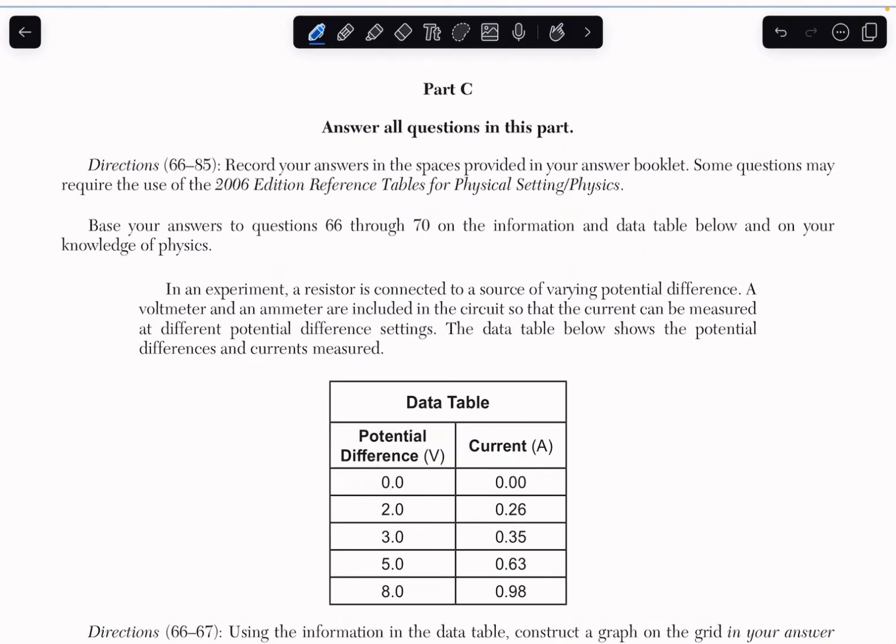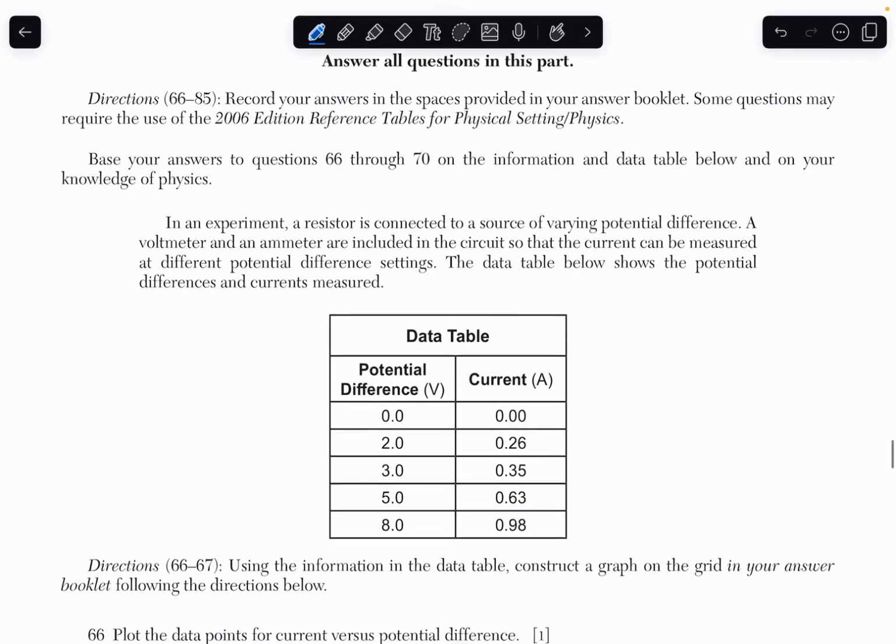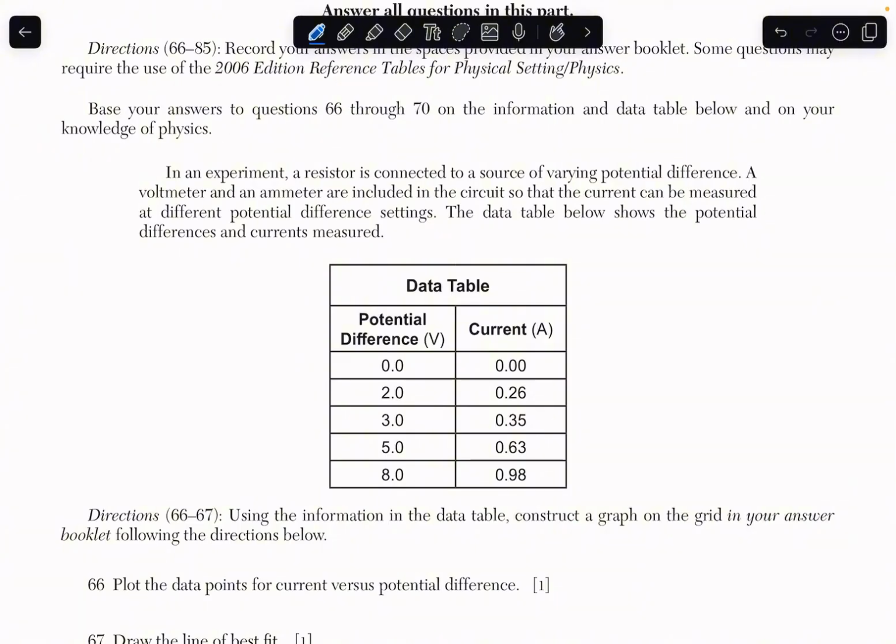Now we're on to part C. Base your answers to questions 66 through 70 on the information and data table below. In an experiment, a resistor is connected to a source of varying potential difference. A voltmeter and an ammeter are included in the circuit so that the current can be measured at different potential difference settings. The data table below shows the potential differences and currents measured.